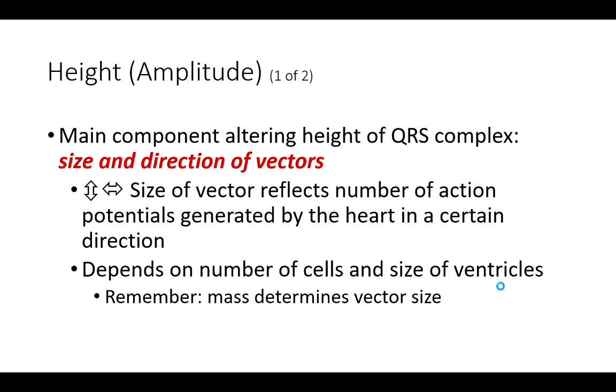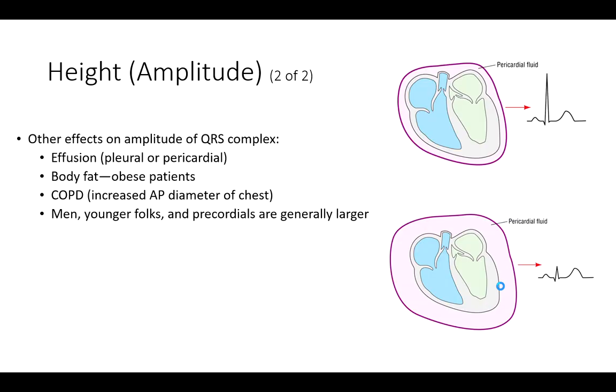So the size and direction of the vectors are the main cause of the change in the QRS height. Here, in this example of an ECG wave pattern. Now, if the left ventricle is enlarged, hypertrophied, then we might have really large QRS complexes in some of our leads. If the amplitude is really small, really compressed, that tells me something else.